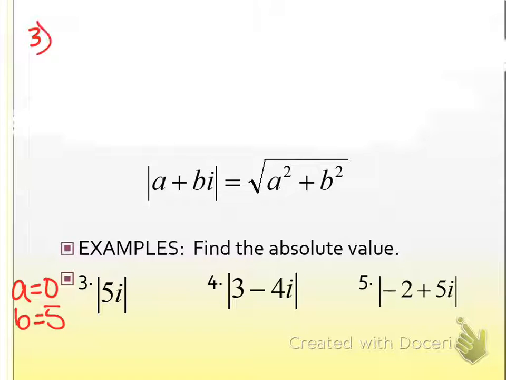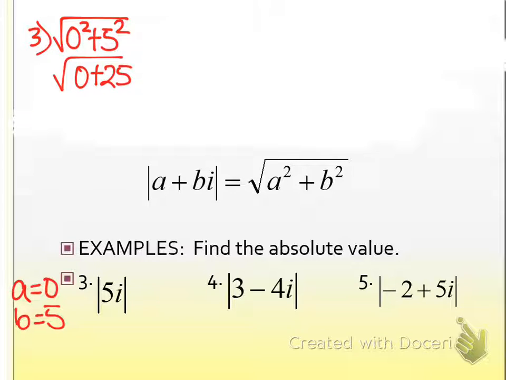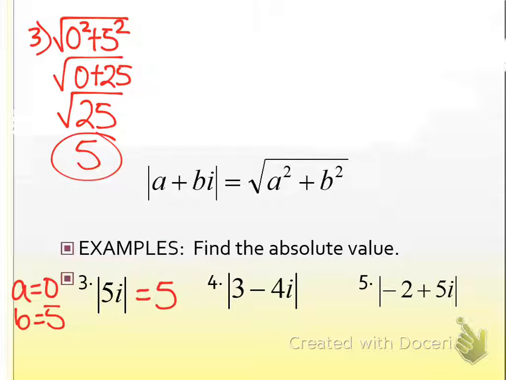So on example 3, here's my work. The square root of 0 squared plus 5 squared. What is 0 squared? 0. What is 5 squared? So we have 0 plus 25, which equals 25. And then we take the square root of 25, we get 5. And that is our answer. So the absolute value of 5i is equal to 5.